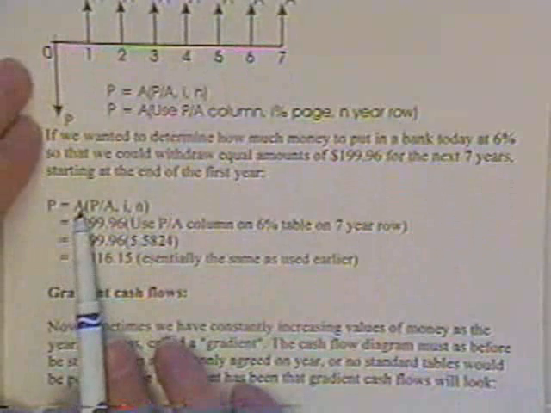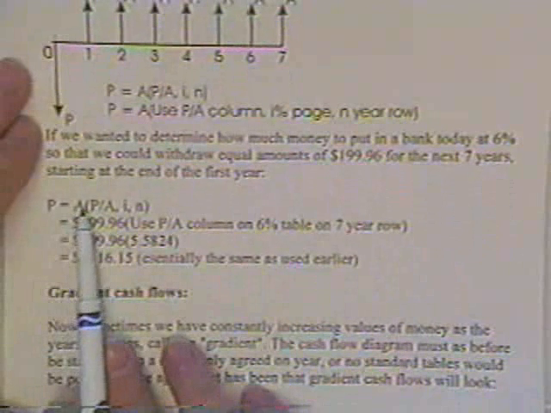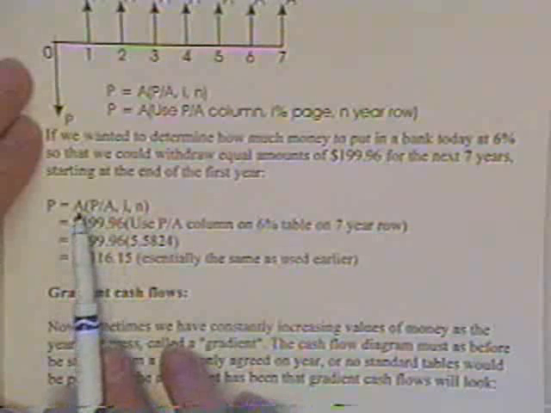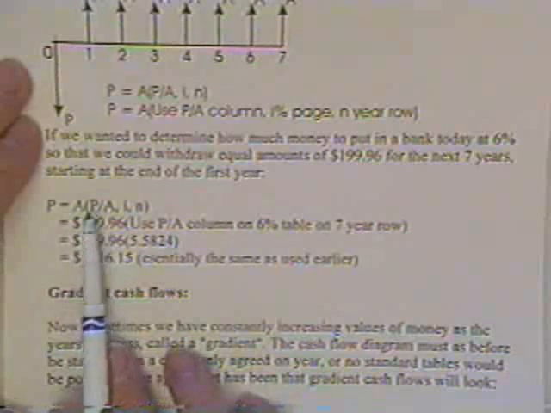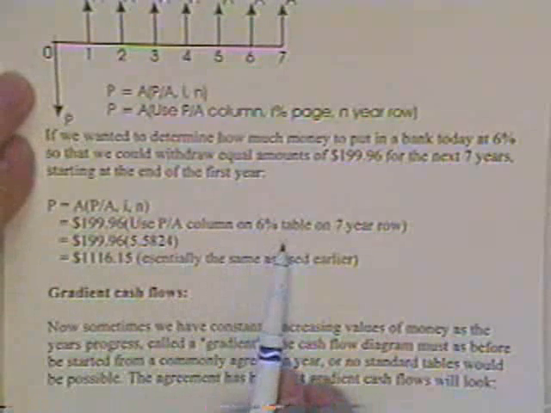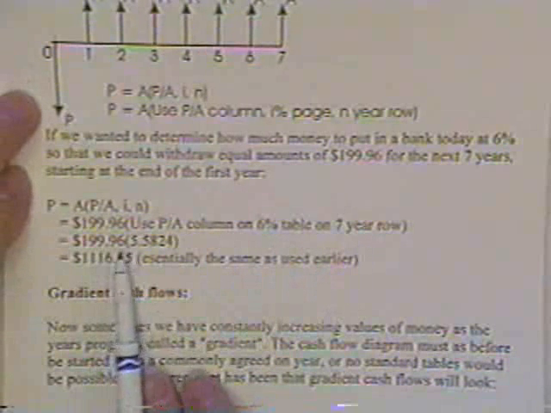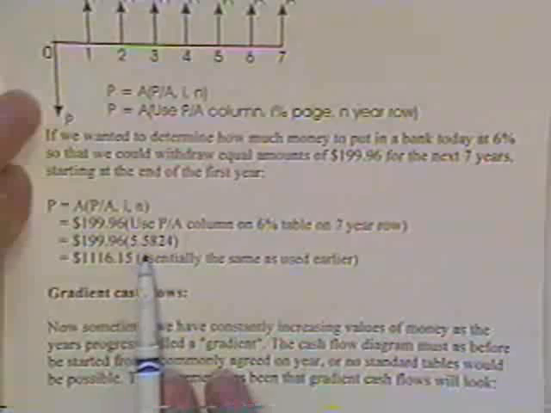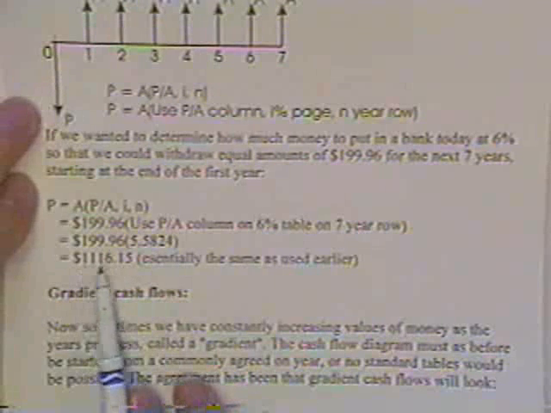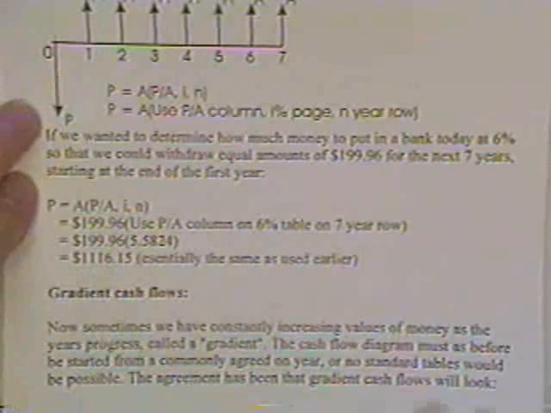Present value is equal to, you're given the annuity, you're given the annual amount, you want to find the annuity, this is what you're given, you multiply what you're given times P over A, such that A appears to cancel A, leaving you P, which is what you want. So you use the P over A column on the 6% table on the 7-year row. Comes out $199.96 times the factor you'll find in the book, 5.5824, and that says that this amount here is how much the present value would be.